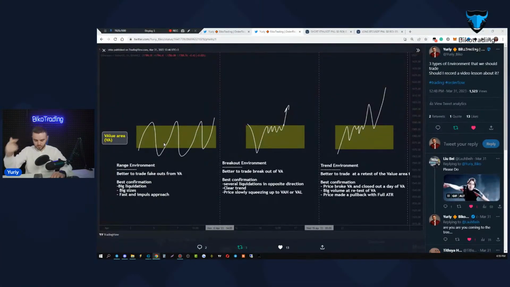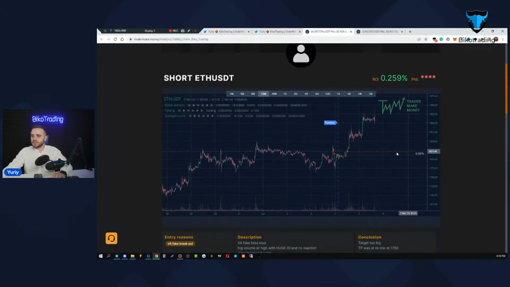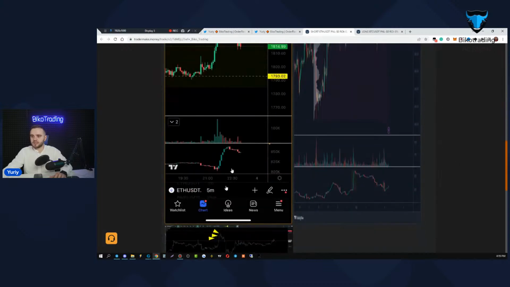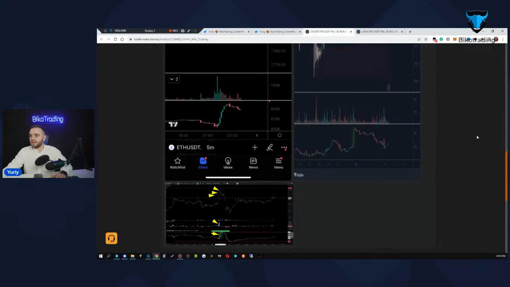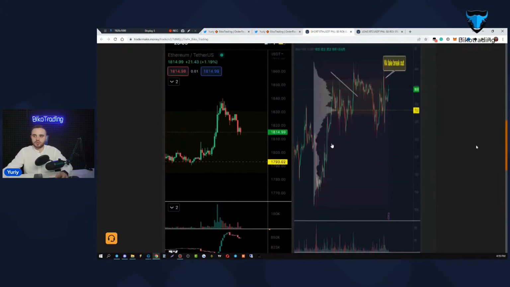That's once more. When we have a range environment, here you look for fake outs, for stop loss hunts, all of this stuff. Here, first example for you of a trap, because a lot of people started buying exactly above value area, and here a lot of buyers get trapped. That's the first example of how you can use this stuff.